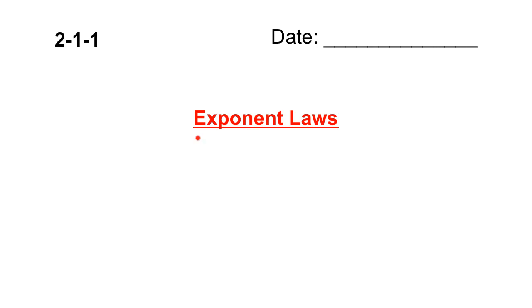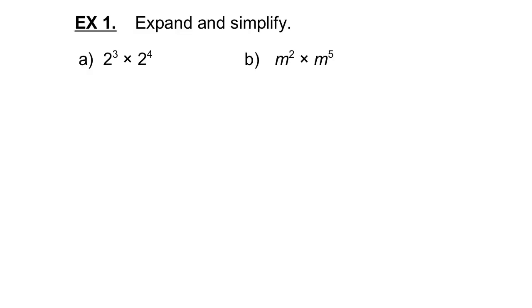This lesson is about exponent laws. So we're going to extend upon what we've learned already about exponents in Spiral 1, and we're going to start putting more than one power together. So here's my first example, expand and simplify. So let's take a look at this first one. 2 to the exponent 3 times 2 to the exponent 4.